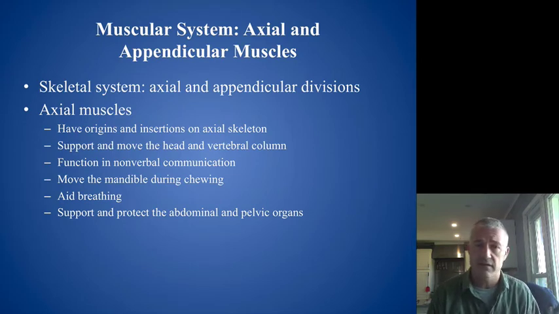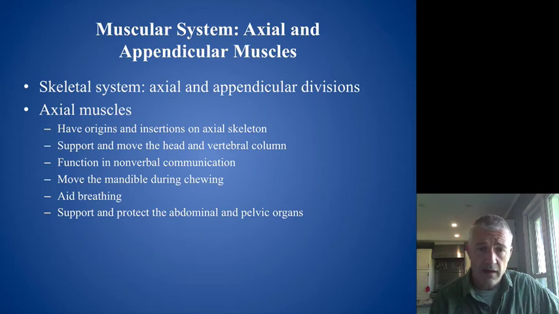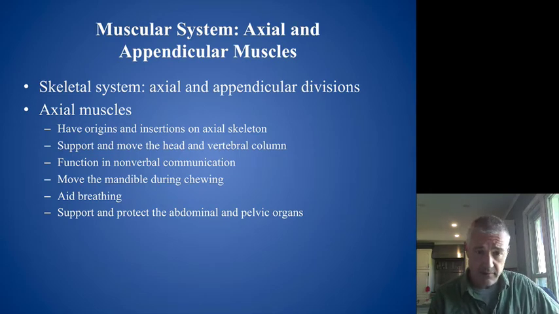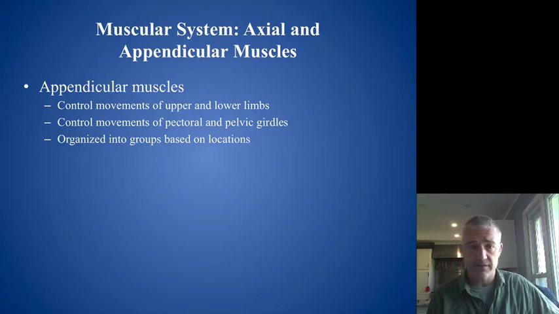So when we're looking at the skeleton, we talked about axial and appendicular divisions. We can really kind of say the same thing with the muscles. Axial muscles would have origins and insertions, which is kind of the less movable part and the more movable part of the muscle. That would be on the axial skeleton. Again, it's going to be dealing mainly with the vertebral column, the head, some of the movements like that, where your appendicular muscles control the movements of the limbs, as well as kind of the pelvic girdle.